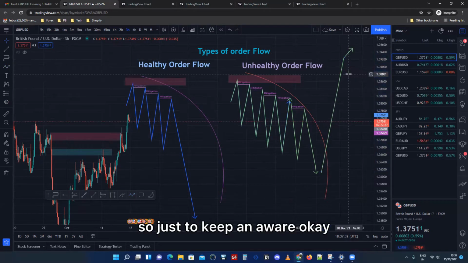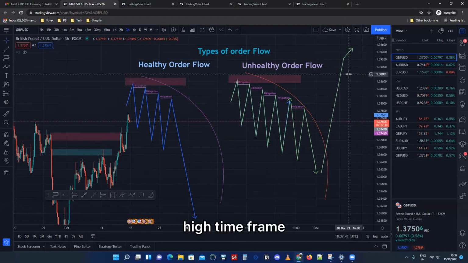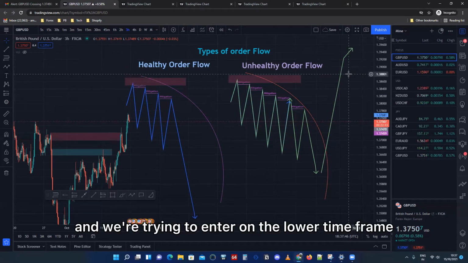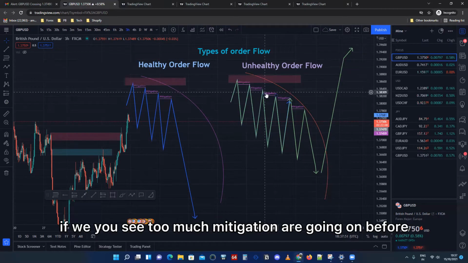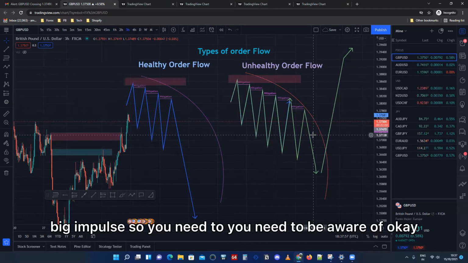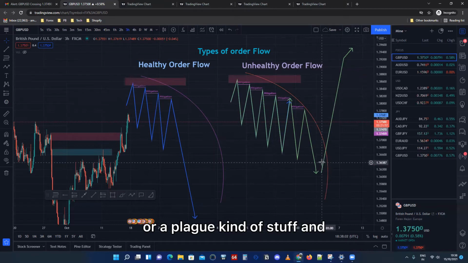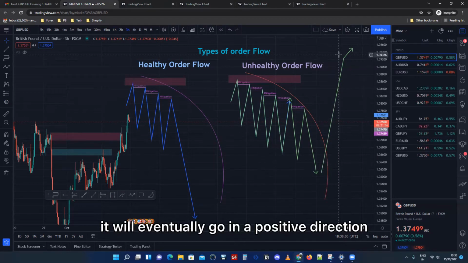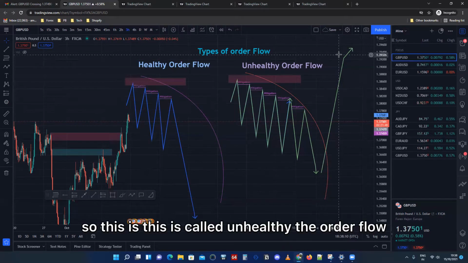So just to be aware: if you are trying to trade a reversal based on a higher time frame POI, and we are trying to enter on the lower time frame, and you see too many mitigations going on before the big impulse, you need to be aware that this might be a trap or a flag, and it will eventually go in the opposite direction from what you wanted to take. So this is called unhealthy order flow.